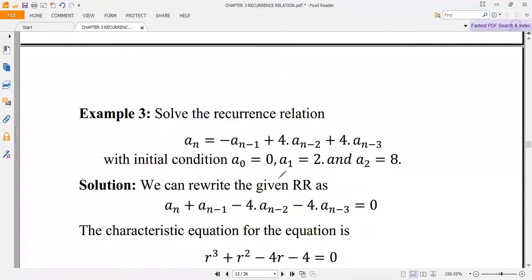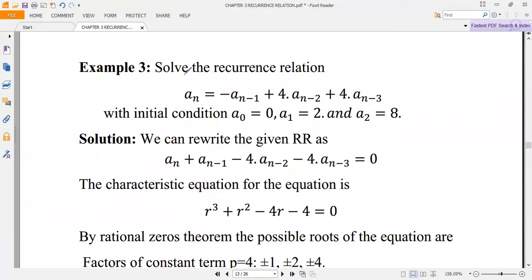And the other example, let's take another example. Solve the recurrence relation of the form a_n = a_{n-1} + 4a_{n-2} + 4a_{n-3} with initial conditions a0, a1, and a2. Clearly, you can see that the recurrence relation is a third order recurrence relation with constant coefficients, which is homogeneous.